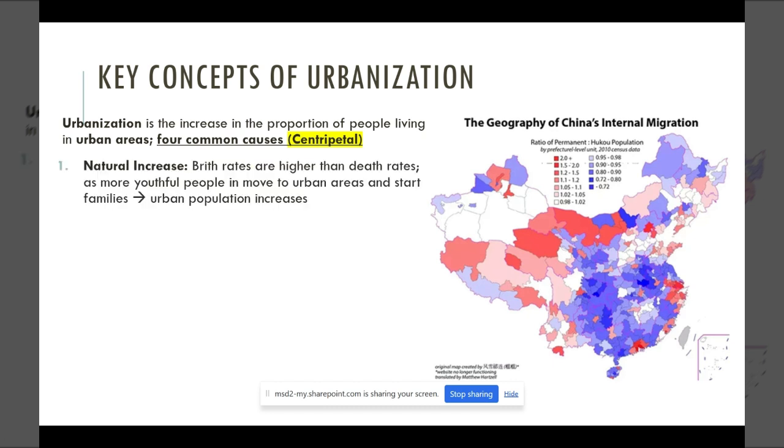So anyway, we've got natural increase, which just means that birth rates are higher than death rates. More young people typically move to urban areas, and they start families, and that causes the urban population to increase. Pretty simple, easy peasy. Birth rates.